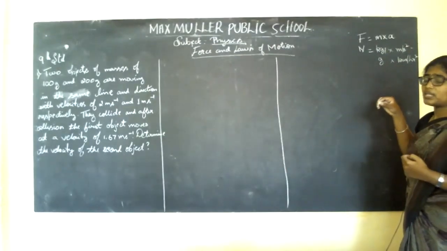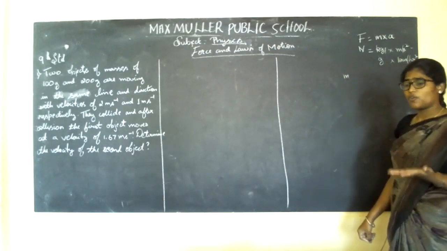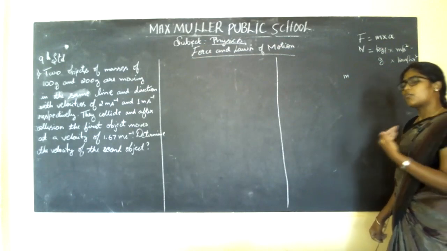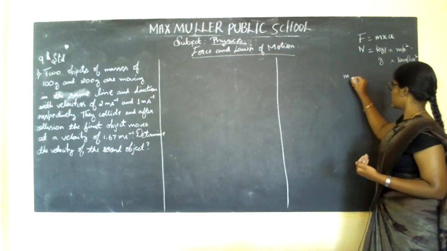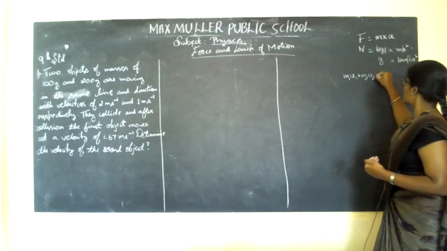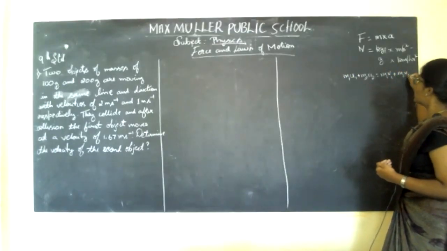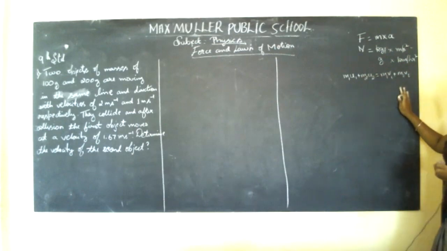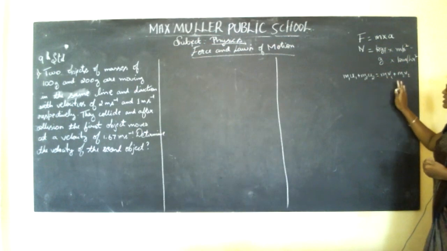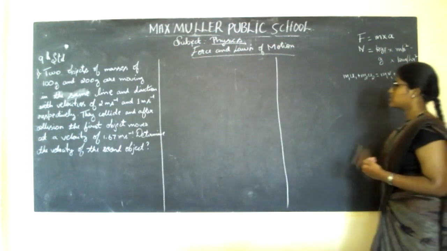The change in momentum. What is the change in momentum? The sum of momentum initially, that is before collision, is equal to the sum of momentum after the collision. That is m1 u1 plus m2 u2 is equal to m1 v1 plus m2 v2. This is before collision and this is after collision. Initial velocities will come before the collision. Final velocity will come after the collision. You need to remember these formulas.